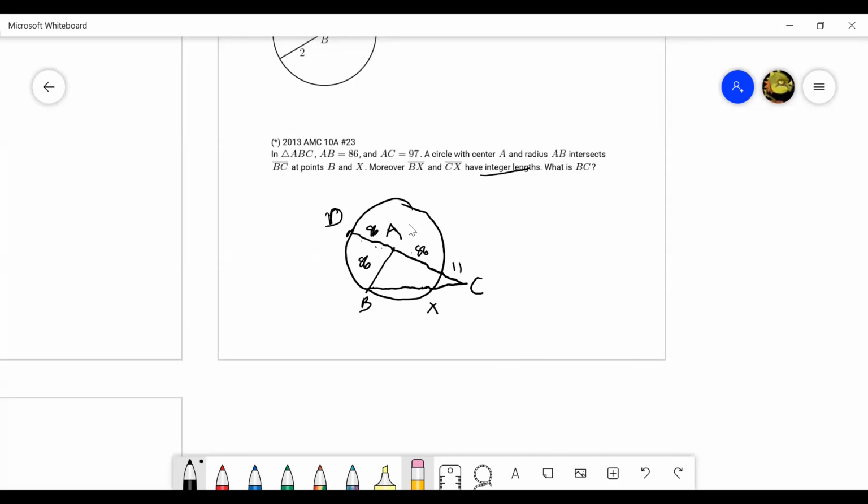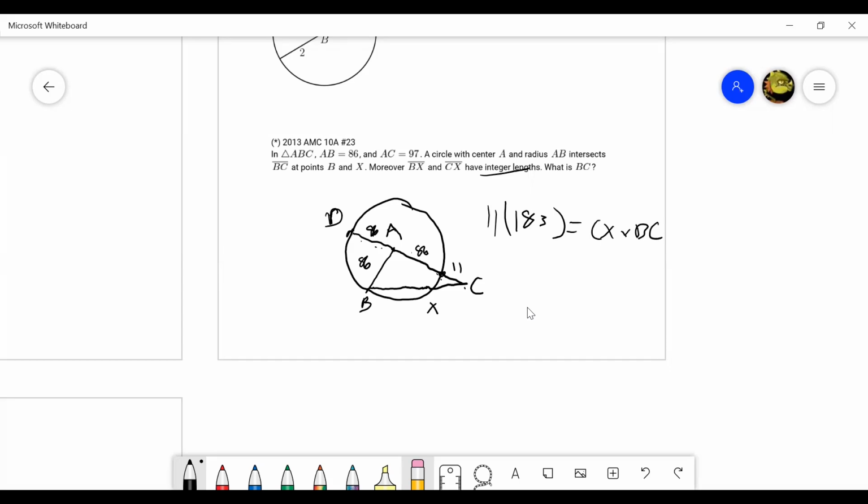And since we know the length of AC, we also know the length from C to the circle is 11, because it's 97 minus 86. So from here, we can use power of a point on point C, where 11 times 183, this is 11 plus 86 plus 86, is equal to CX times BC.